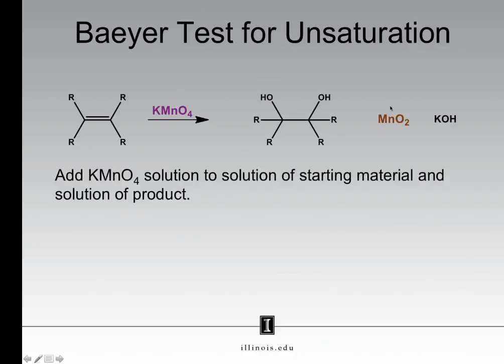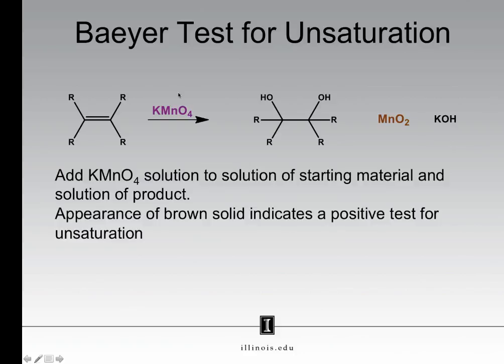What you will do is you will take this potassium permanganate solution and add it to a solution of your product and your starting material. If you see a brown solid after testing the solution of your product, you have a positive test for unsaturation, or in other words, you have an alkene in your product.